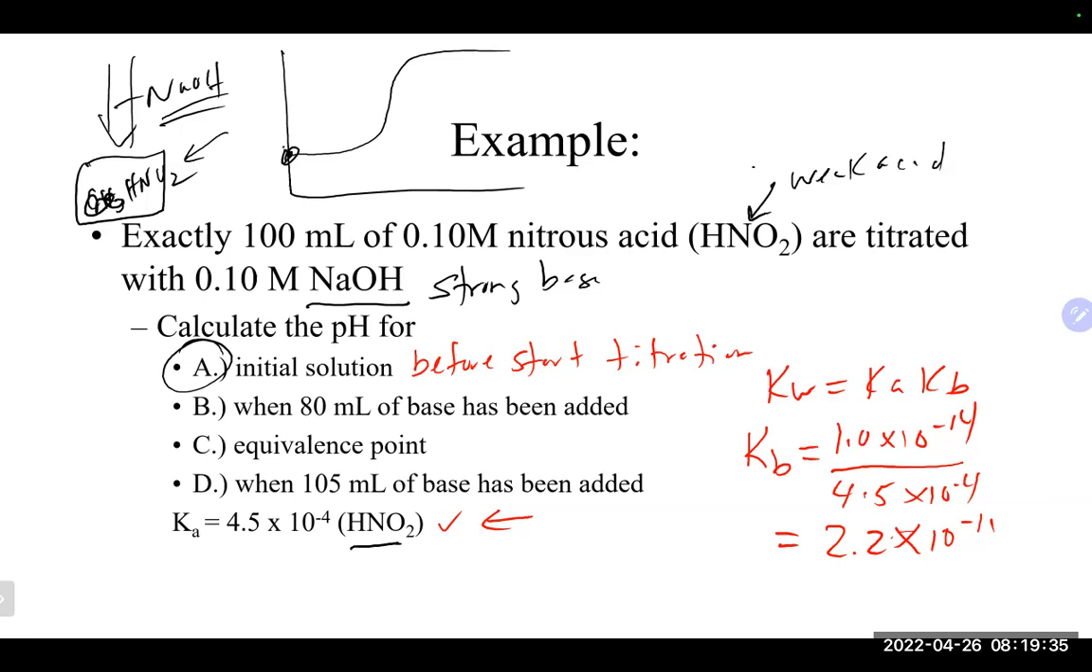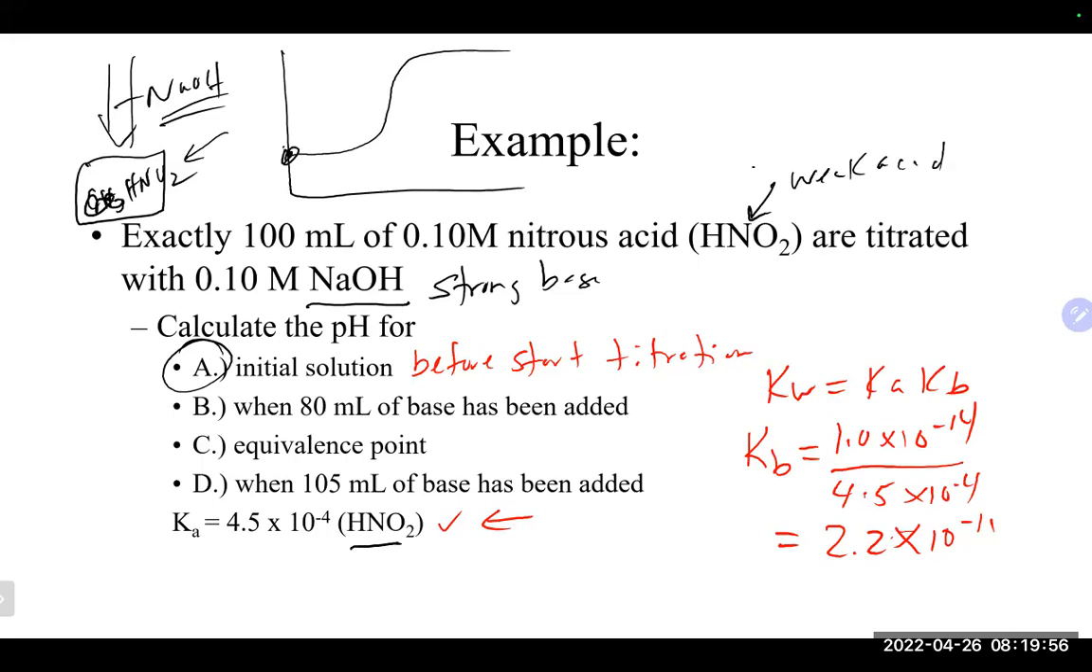That would be like we did, an ICE table where you use X's. You can make your assumption, which again, a good reminder, you should check it because I believe in this case, it did not work. The assumption here on part A, and you solve for X, which is the H plus concentration. And then you obviously get the pH.